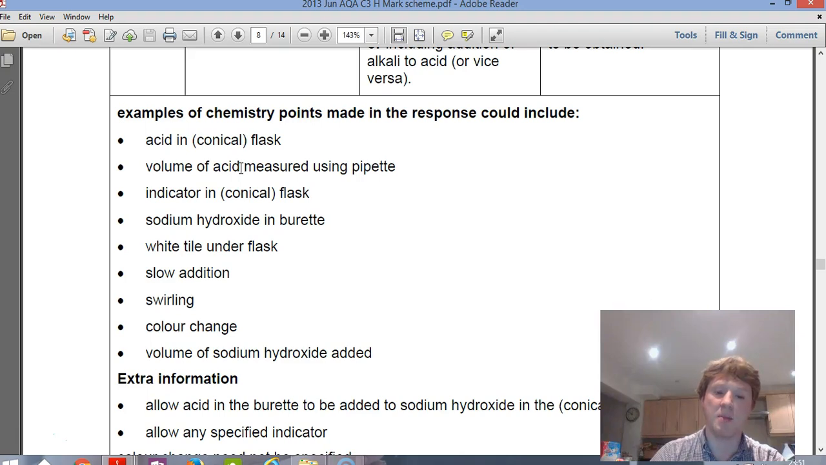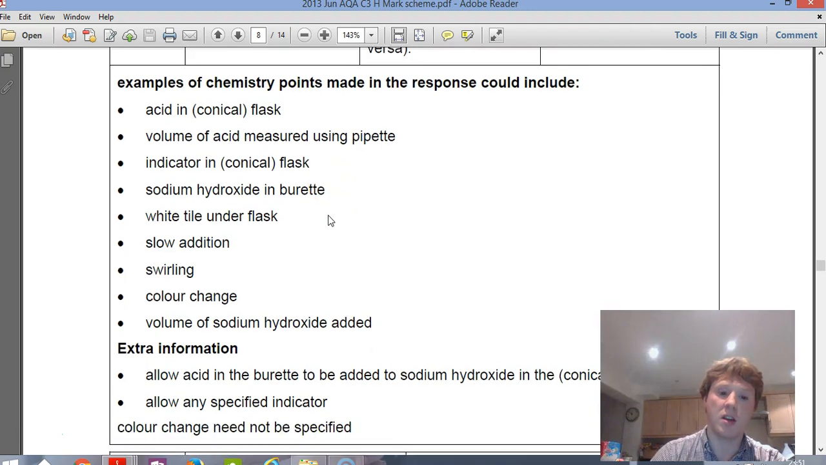Yes, so you need a pipette to measure the volume of acid. You put the indicator in the conical flask. You put the sodium hydroxide in the burette. You can swap the acid and the alkali around. It doesn't really matter. You can talk about any indicator you want. You don't need to talk about the colour change of an indicator.